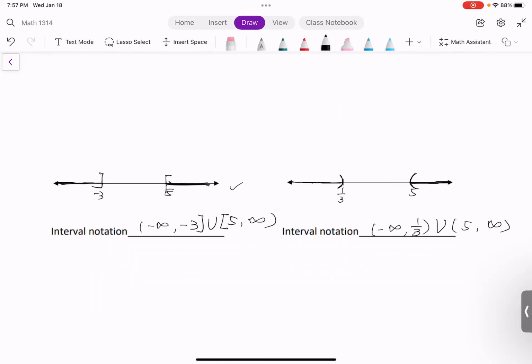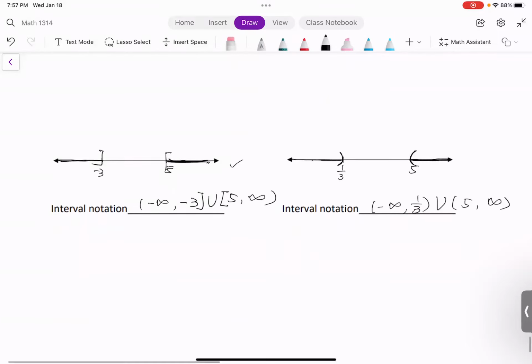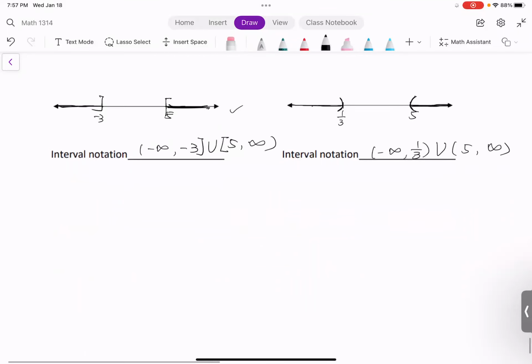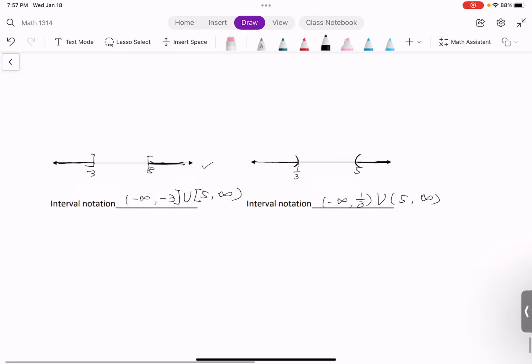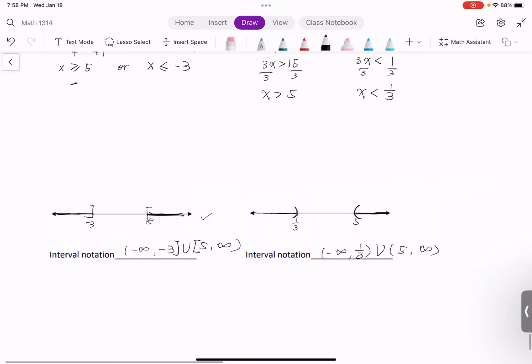Okay, that's the last question of 1.9. We finished chapter 1, or unit 1. So I hope you can be prepared for the first exam.